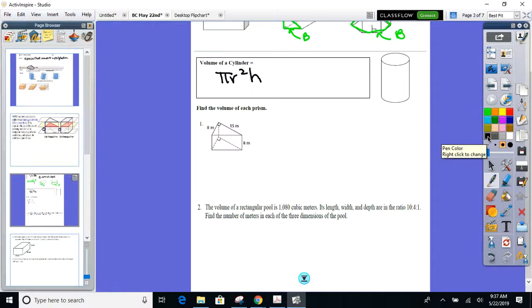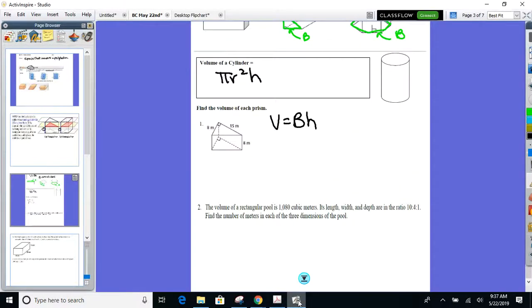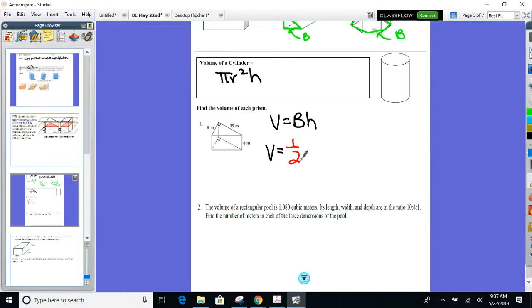All right, here we go. Prism. Find the volume of this prism. Volume now. We're not talking surface area. We're talking big B times H. First question I have, what's the shape of the base? That is a triangle. So what we're going to do first, I'll put it in red, 1/2. Can you let me know the base and the height of that triangle? It's a right triangle.